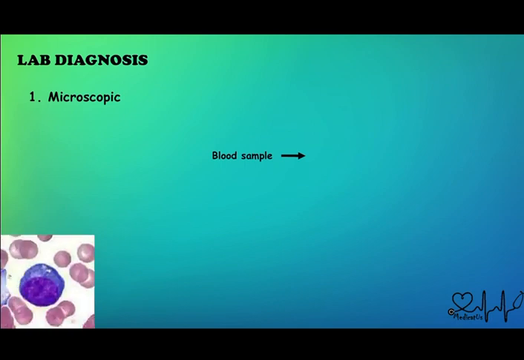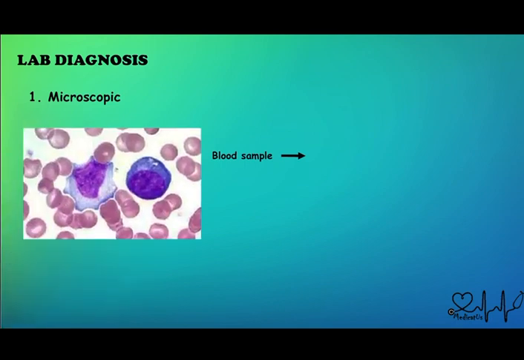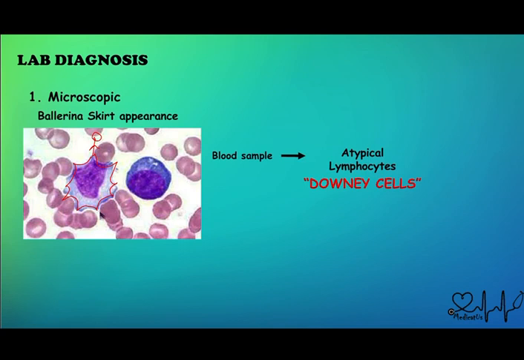Moving towards lab diagnosis, when we take a blood sample, we find something like this. If you notice carefully, it is like a ballerina skirt, like a girl in a ballerina skirt. These are atypical lymphocytes, also called Downey cells. And this cell is a T cell, not a B cell, because B cells are already attacked by the virus.